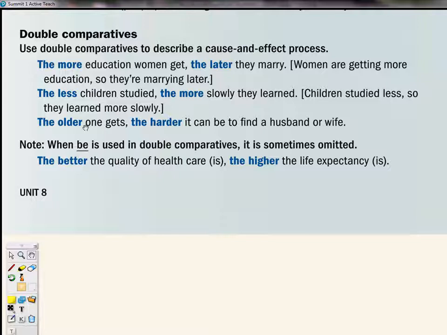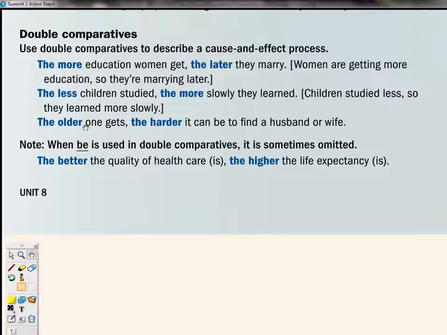Double comparatives. Use double comparatives to describe a cause and effect process. Example, the more education women get, the later they marry. Women are getting more education. This is the cause. They are marrying later. This is the effect.